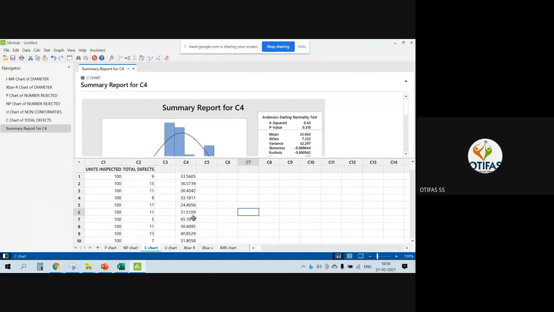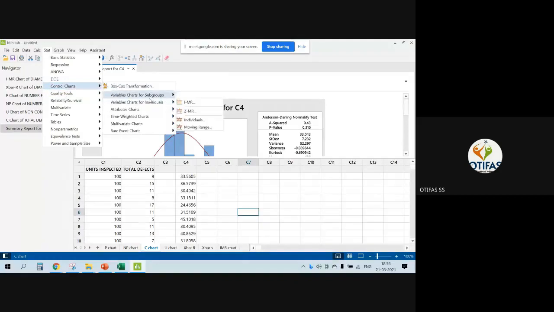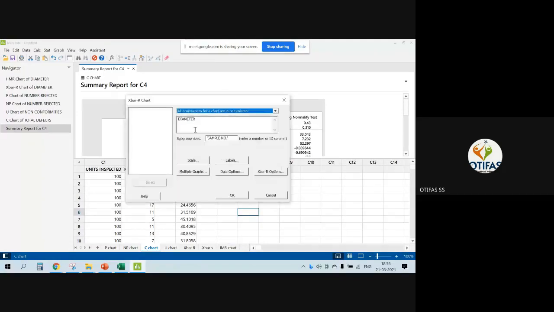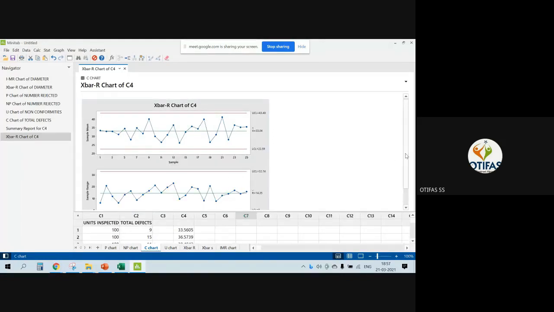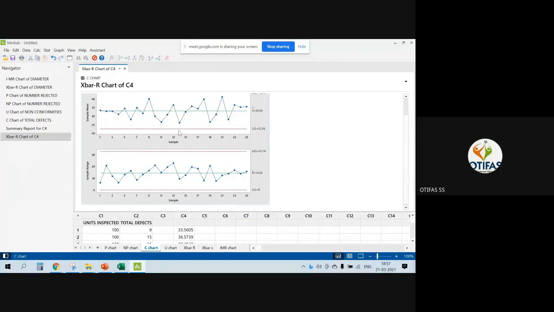Now if you want to do a control chart, take this data, go to Stat, Control Charts, Variables Charts for Subgroups, X bar R chart. Here you put C4, and for the subgroup size, since we have taken 100 data, let's take a sample of 4, which means you get 25 samples. See this. So you get two charts, the X bar chart with 25 samples and the R chart. This way you can practice.